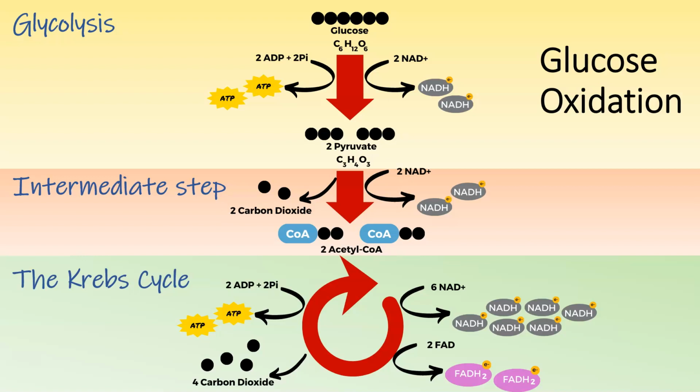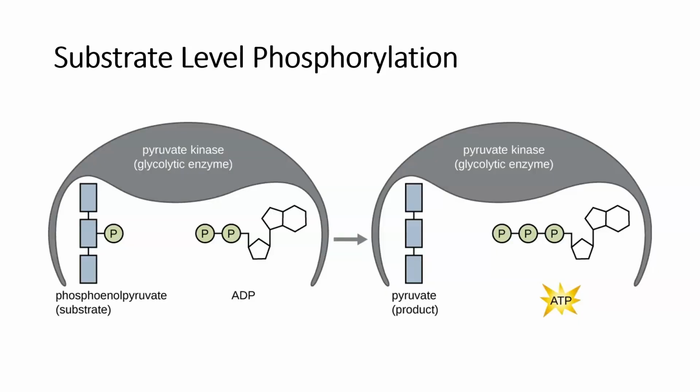A little bit of ATP, which is immediately available for cellular work, is produced during glycolysis and the Krebs cycle. The production of ATP during these 2 stages is called substrate level phosphorylation. Right? That's an important term to remember, substrate level phosphorylation. Now remember, to make ATP, we must add a phosphate group to adenosine diphosphate, or ADP.